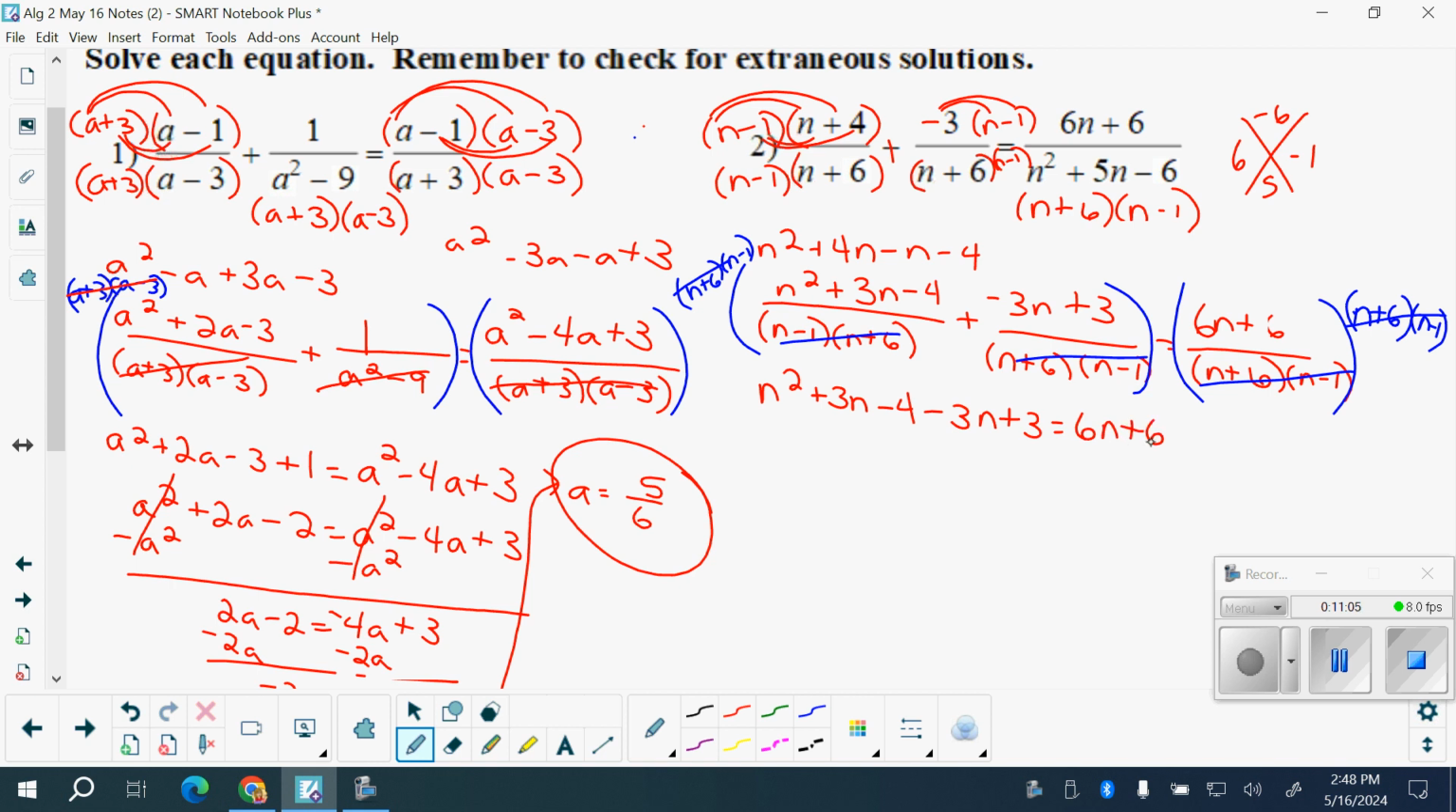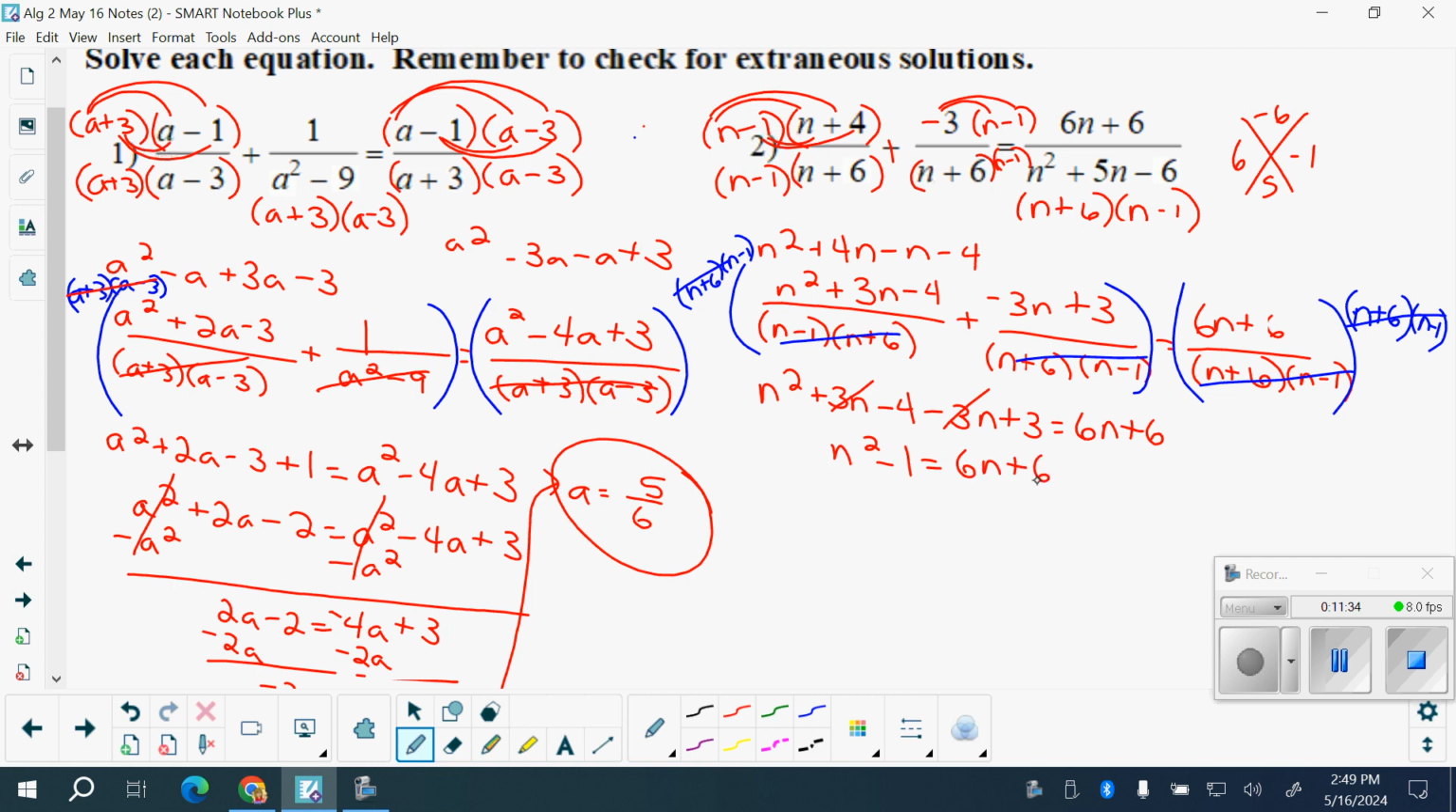So what do we do next to solve this? I know this is heavy algebra here, huh? Do we have any like terms on either side? Yes, on the left-hand side, we've got some like terms. So we want to add those together. These would cancel out, and we get n squared minus 1 equals 6n plus 6.